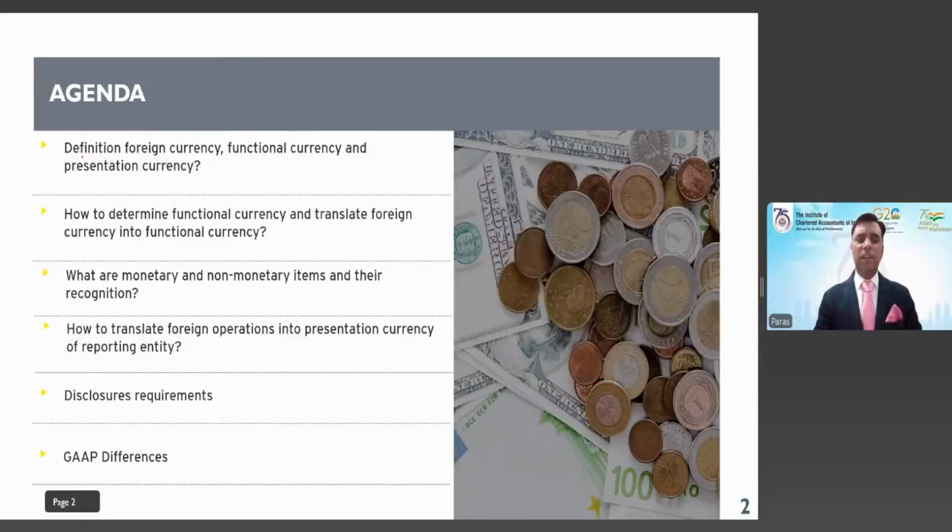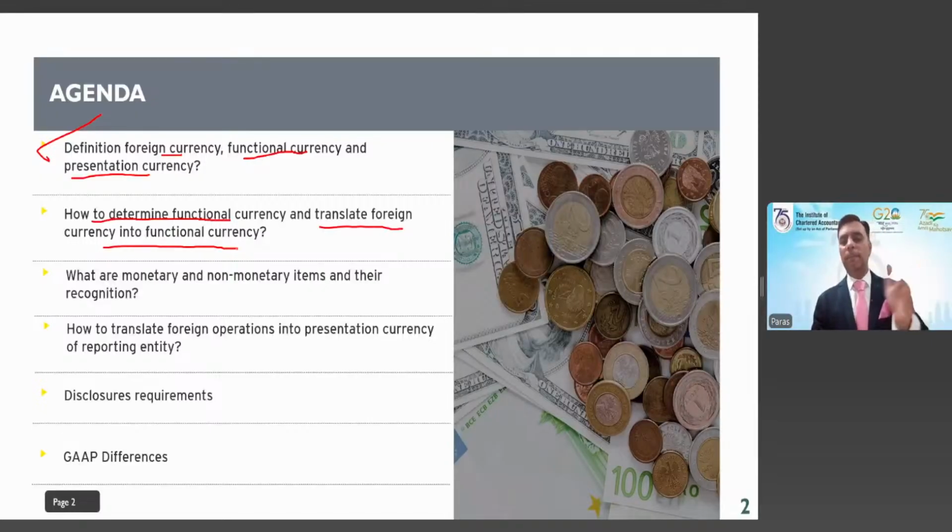So this is the agenda. First, we need to check the definition of foreign currency, functional currency, and presentation currency. Then we will discuss how to determine the functional currency because detailed guidance has been provided by Ind AS 21. How will you determine your functional currency? And then how to translate foreign currency transactions into functional currencies. So if any company has entered into any foreign currency transaction, how this transaction will be converted into the functional currency of the entity, because entity is required to prepare its financial statements by using its functional currency on a mandatory basis. Along with these financial statements, other financial statements could be presented in any other currency as well, right?